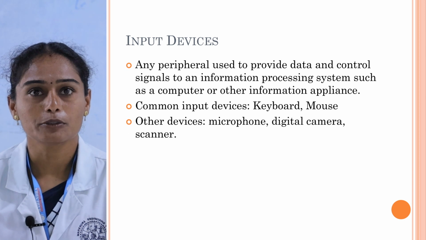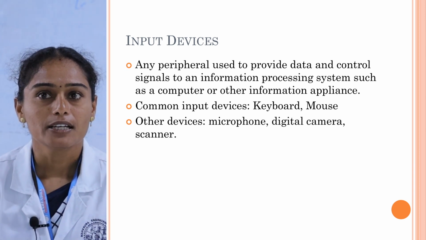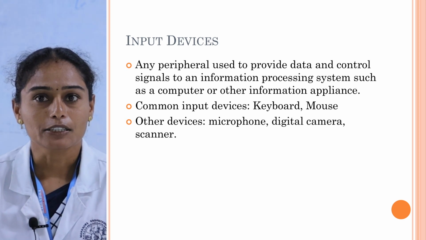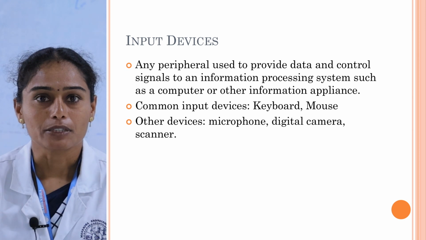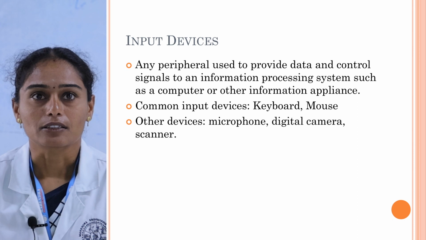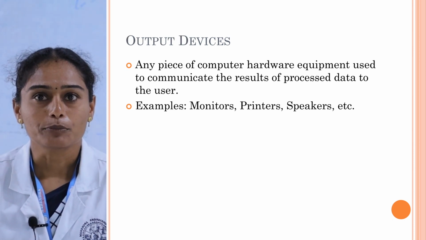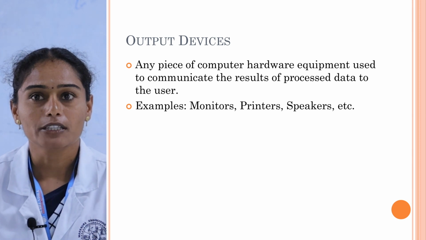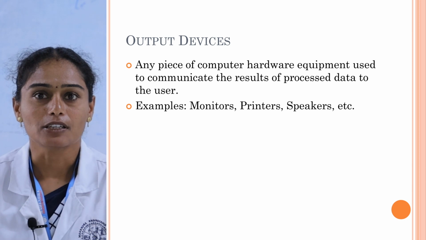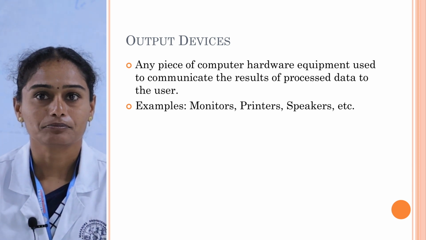Next, we are going to see about the input devices, that is any peripherals used to provide data and control signals to an information processing system such as a computer or other information appliances. Some of the input devices are keyboard, mouse, etc. Next, output devices, that is any piece of computer hardware equipment used to communicate the results of the processed data to the user. Some of the output devices are monitors, printers, speakers, etc.